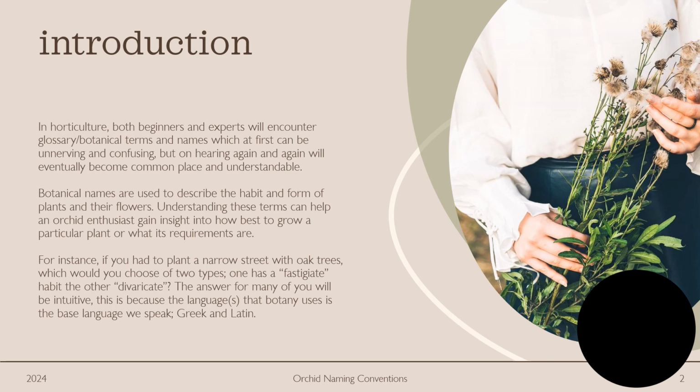This can be useful for orchidists and horticulturalists in general, where, for instance, we want to understand what type of plant to place in a particular location. Let's say, for instance, you were tasked with planting a narrow street with oak trees, because oaks are very good for the environment. But you see that you can get hold of two different types. One has a fastigiate habit and the other is divaricate.